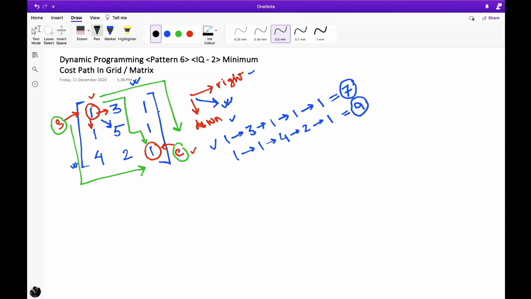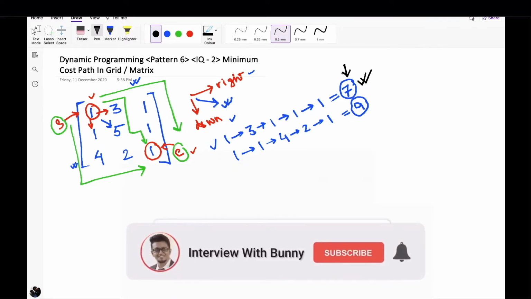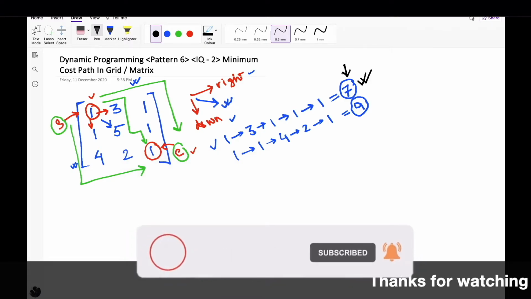If you travel through each and every path, you will find that this path, which costs 7, is the minimum of all the paths that we can accomplish over here. And thus, we have to calculate this value to get our answer. So hopefully you guys have understood the problem and have a complete knowledge of the required goal that we have to solve in this problem.